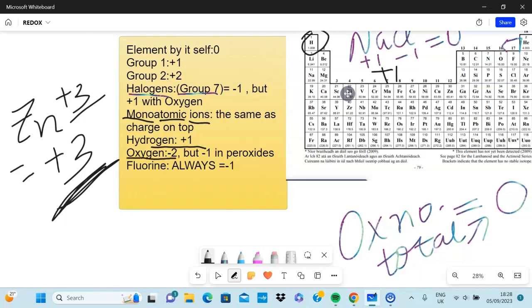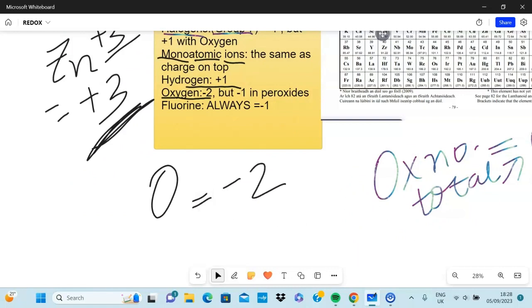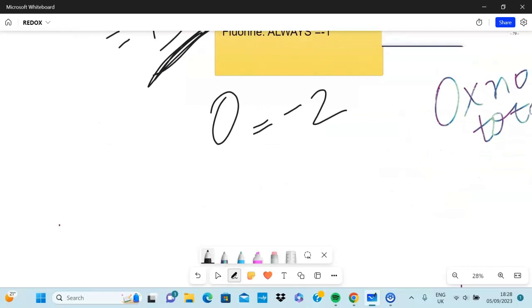Alright, oxygen. That's why I don't use oxygen that much as an example. It is a weird one sometimes. So oxygen by itself is always minus 2, except in peroxides. So peroxides are these combinations like H2O2. That is hydrogen peroxide. Hydrogen peroxide catalyst, you'll learn that in the future. So manganese dioxide is the catalyst for breaking down these things. That's for another video.